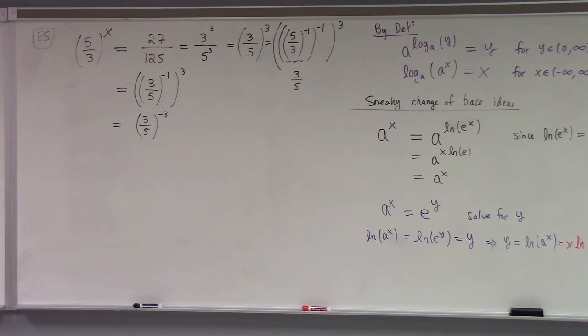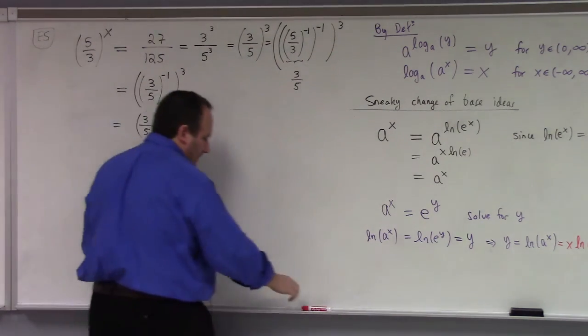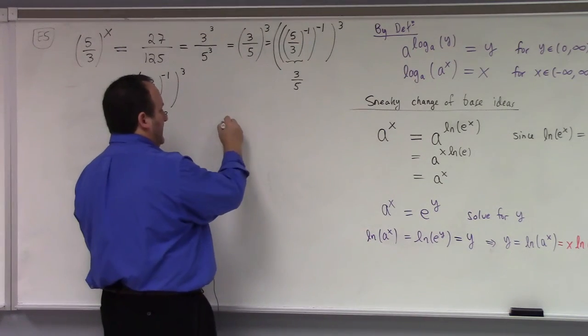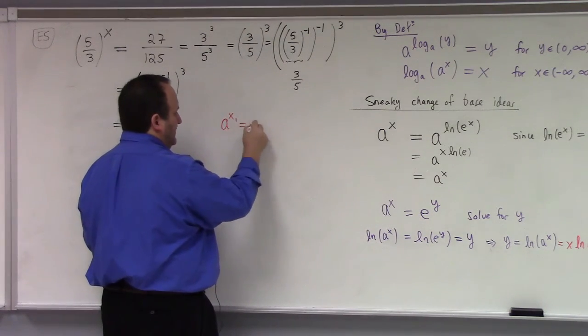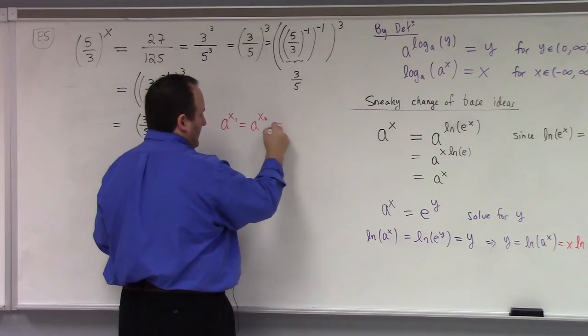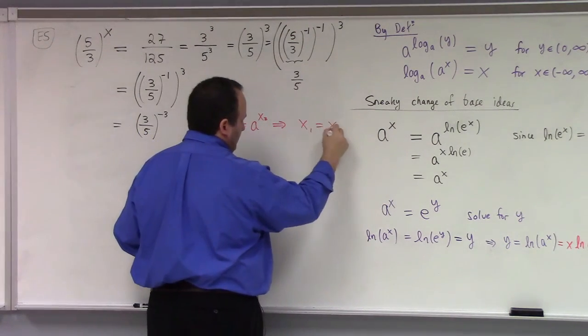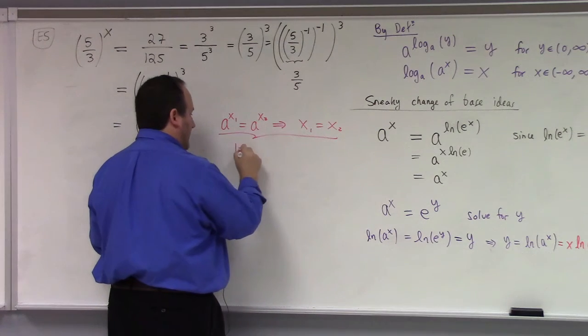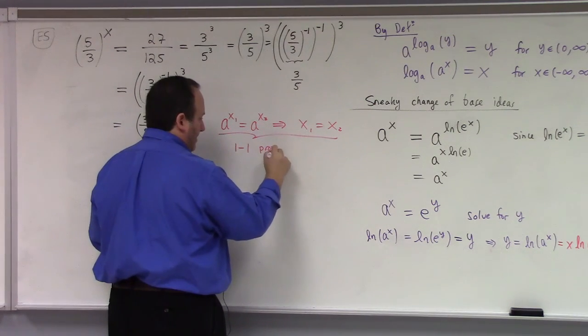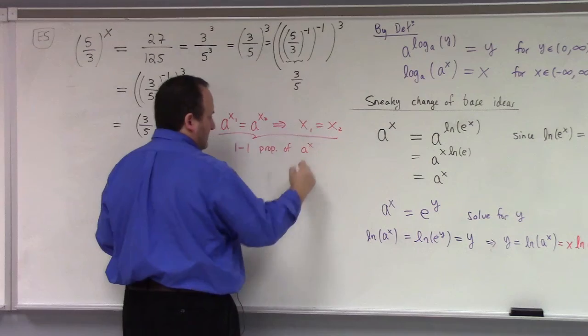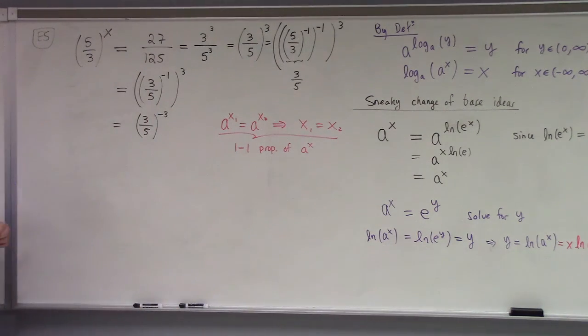Now there are various ways to solve this equation. One way you could do it is with the one-to-one property of the exponential. Do you know what that is? If a to the x1 equals a to the x2, it implies that x1 equals x2. This is the one-to-one property of a to the x. The reason that's true is because the graph of the exponential satisfies the horizontal line test.